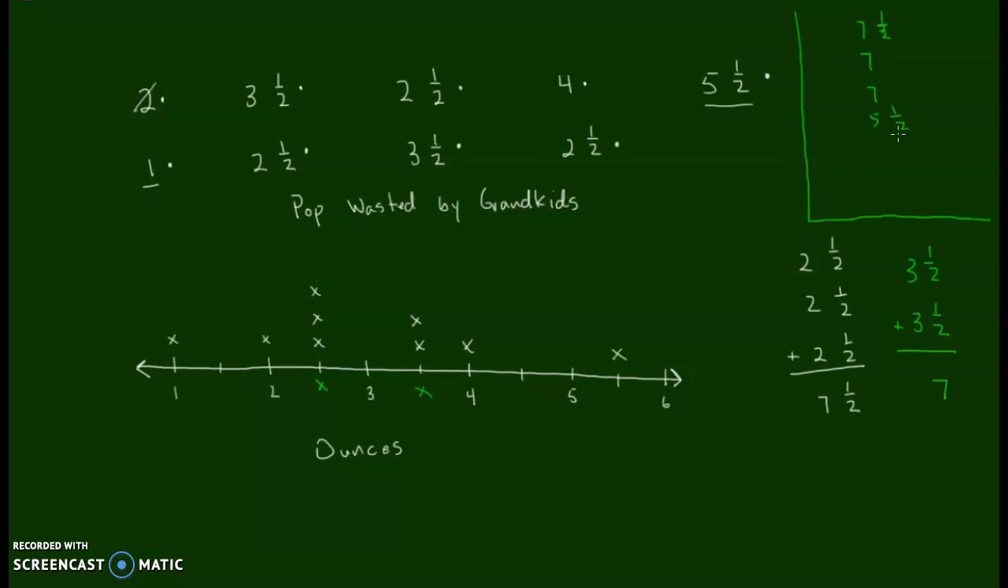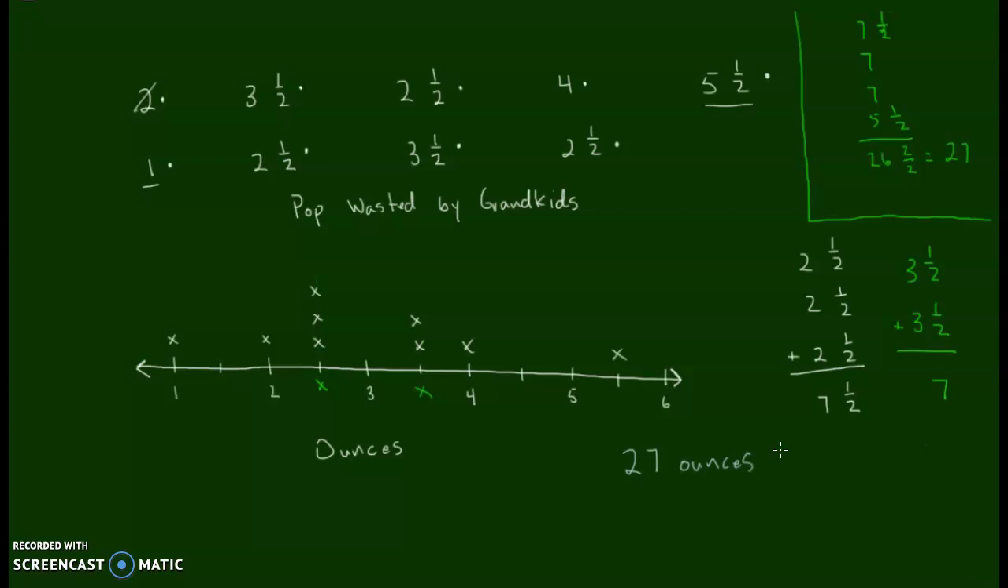So I'm going to go ahead and add that together. 1/2 and 1/2 is 2 halves. 7 plus 7 is 14, plus 7 is 21, plus 5 is 26. So 26 and 2 halves is equal to 27. So these grandkids wasted 27 total ounces of pop.